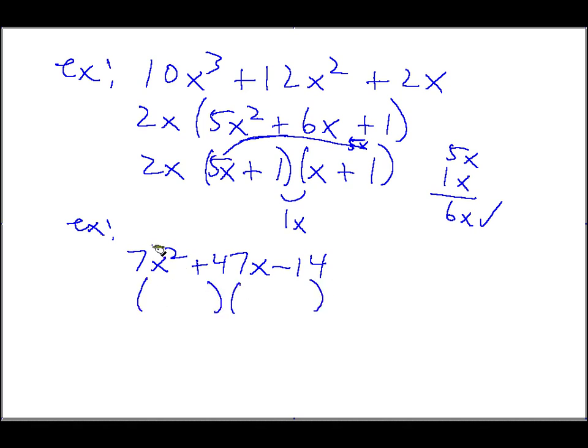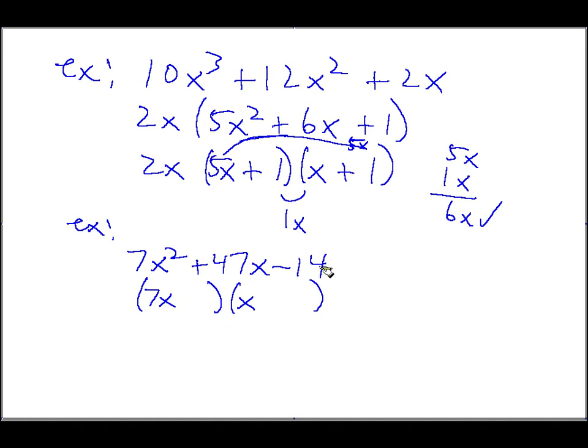Now you can see if I use the AC method, 7 times negative 14, that's going to be a big number. And then I need to add up to 47 in the middle. That might be a little more challenging for us to find the combinations. But if we take our time, we can still find it. But let's use what? Trial and error again. If the first number is prime, it makes it nice to use trial and error. Because 7x squared, the only combination is 7x and x. There's no other possibilities here.